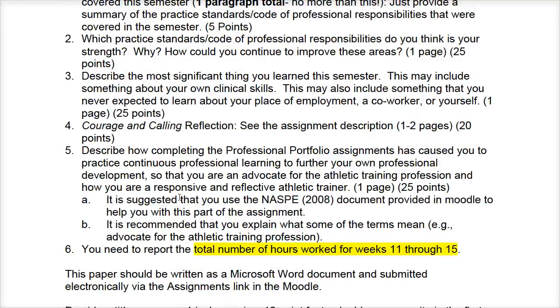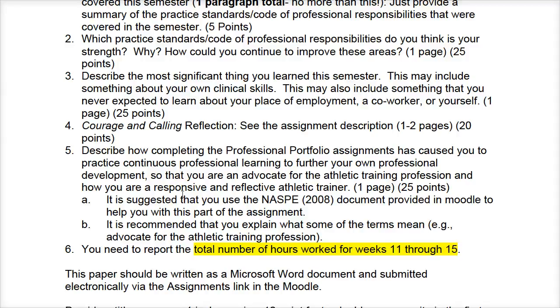Next section is, as you think back on this semester, what was the most significant thing you learned during this class? It can be also something at your workplace, something about your clinical skills as you reviewed these codes and standards, something you never expect to learn about your place of employment, co-worker, yourself. This is pretty wide open per se. So about a page, something that you took away from this course during the time that you were reflecting on your professional development as an athletic trainer. That's 25 points.